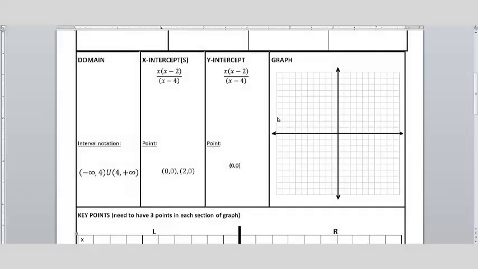Now these three are much easier to find. Our domain is basically every infinity paired with our vertical asymptote, seen here. Our x-intercepts are found by setting the terms in the numerator of our simplified equation to 0. In this case, we get (0, 0) and (2, 0). Our y-intercept is found by setting x equal to 0 in our simplified equation. In this case, we end up with (0, 0).